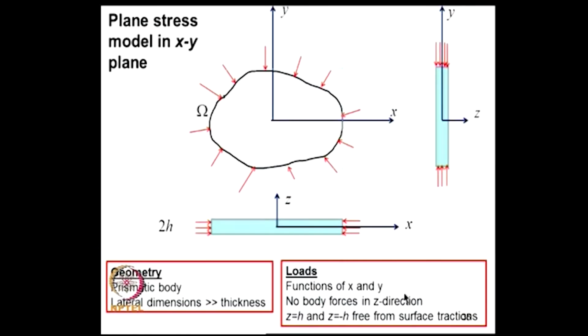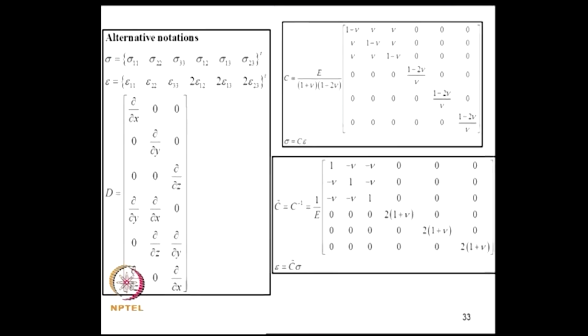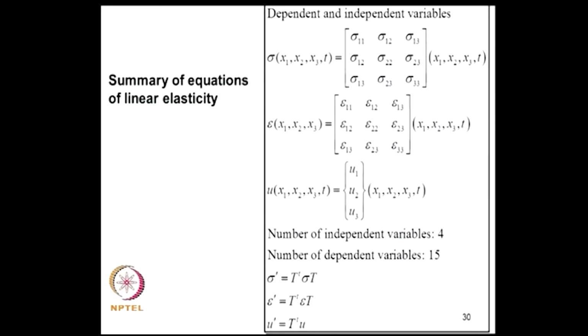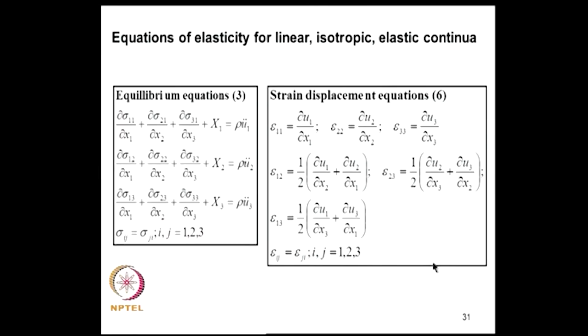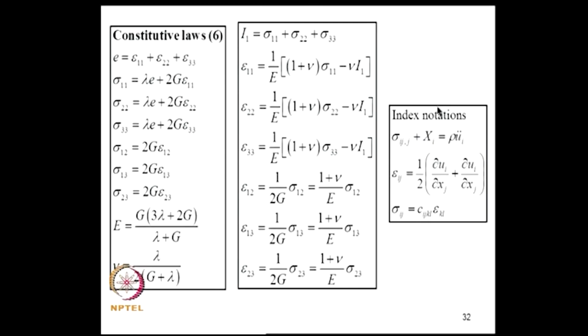Now, we would like to simplify the problem of 3 dimensional elasticity. So, as I said here we have 15 dependent variables and we have 15 equations, that is 3 equilibrium equations, 6 strain displacement relations and 6 constitutive laws. So, there are 15 equations and 15 unknowns.